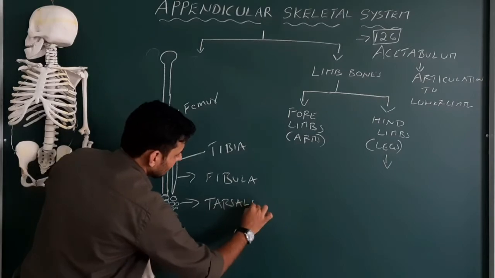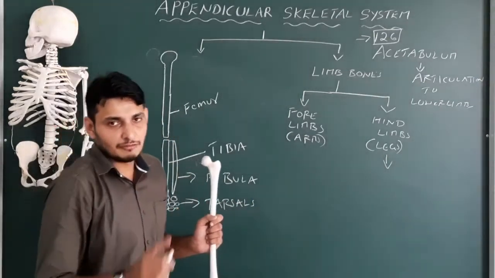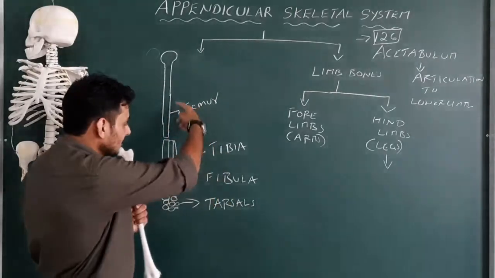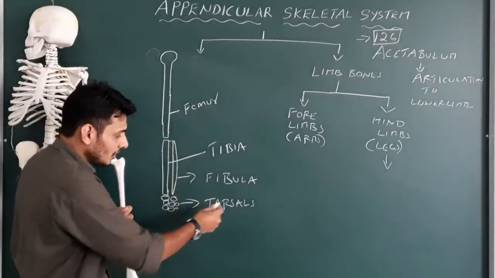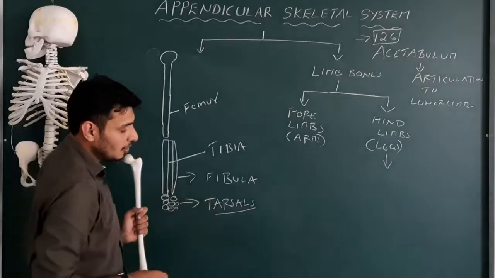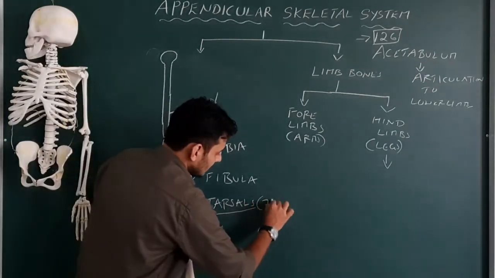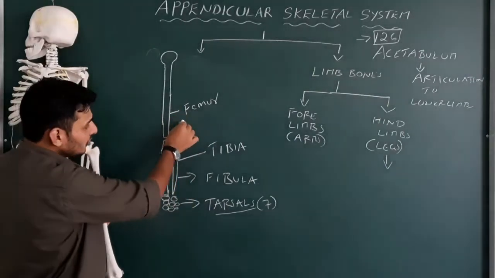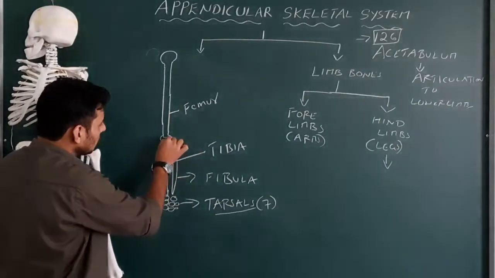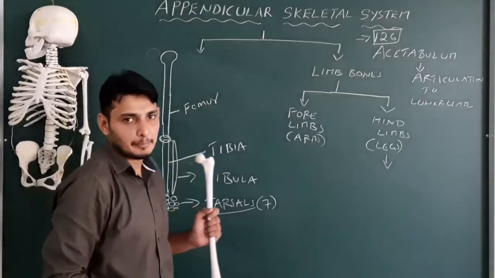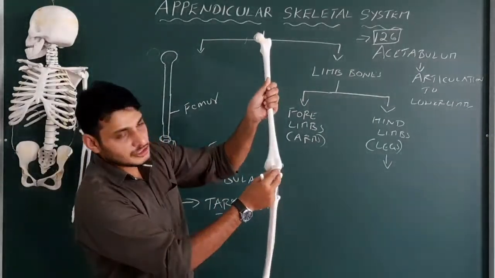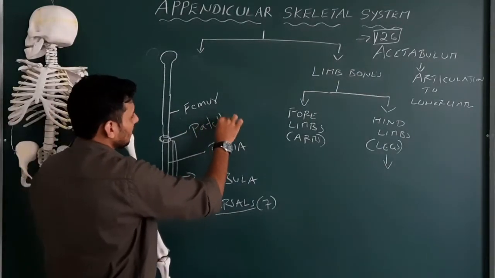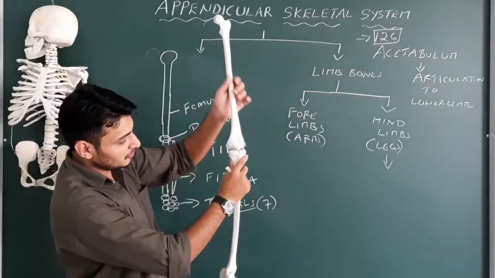So this is the first difference. In the forearm, how many carpals do we have? 8. In the hind limb, that is the legs, we have 7 tarsals. This is the major difference. And now interestingly, between the femur and tibia, there is a small bone here, also called the kneecap. This is called the patella. So the patella is the extra bone.